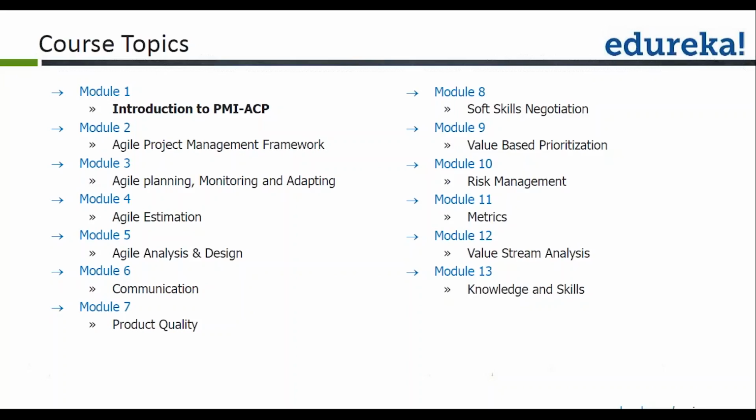Module 12 is on value stream analysis, and this chapter talks about how, in an agile process, we identify the value added activities in the process. How do we identify the non-value added activities in the process? And how do we eliminate or reduce the non-value added activities in the process? So that will be value stream analysis, chapter number 12.